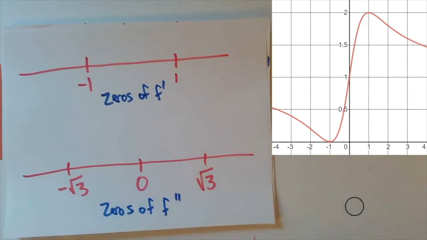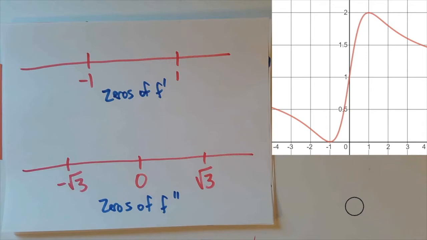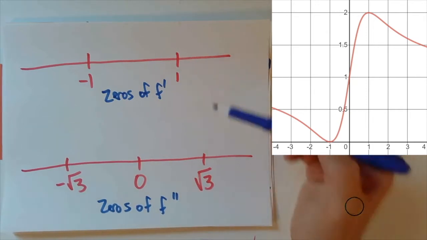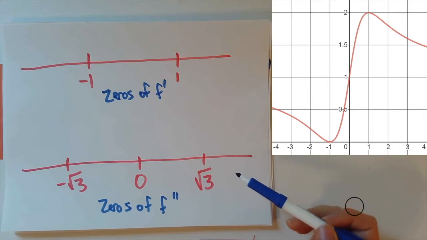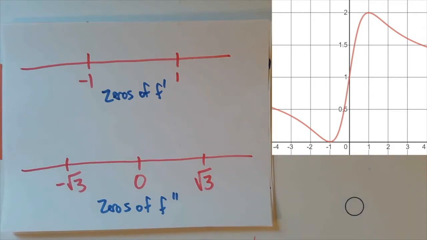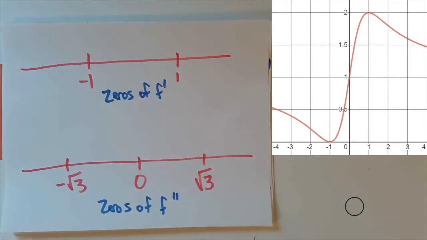Okay, and again, the reason why we've done this is because these are the potential spots where our function could change, in this case, monotonicity. That is, it could change between increasing and decreasing, or decreasing and increasing. And here are the places it can change concavity, or bendiness. It can change from concave up to concave down, or concave down to concave up. Okay, so let's look at the graph to figure out where these things happen.